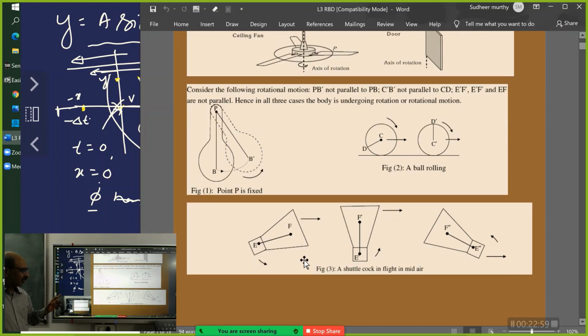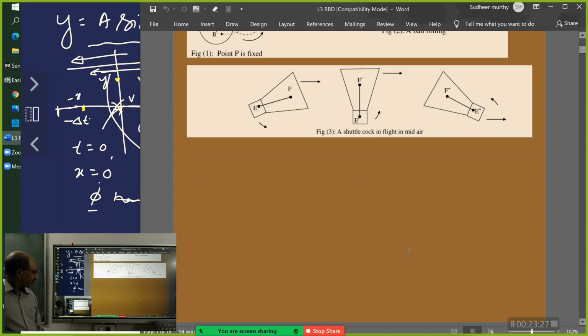And this is one more thing which all of us love to do. This is a shuttlecock in flight in midair. So you can see that the shuttlecock is continuously moving. It is translating, you can see from this chord to this chord. You can see this arrow, it is the translation velocity vector. And at the same time, an arbitrary line drawn here is rotating. So it is again a case of combination of these two.